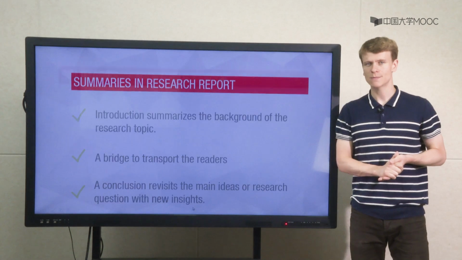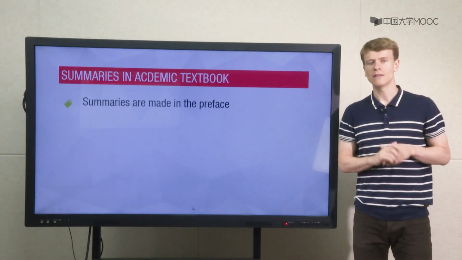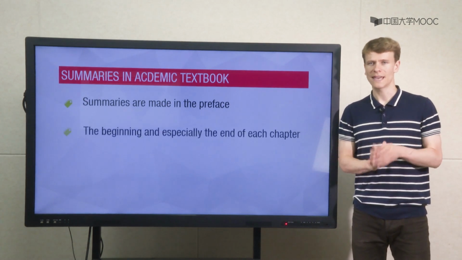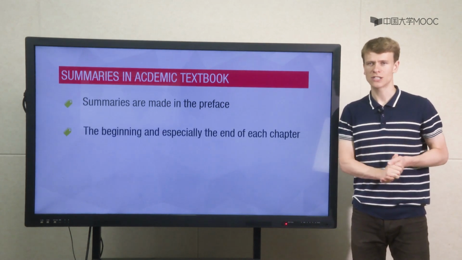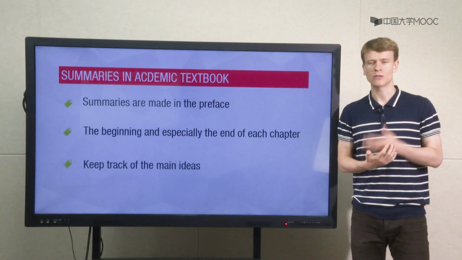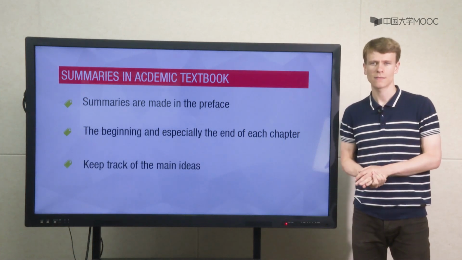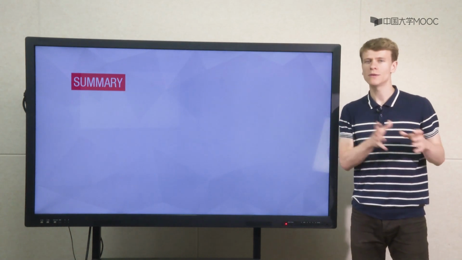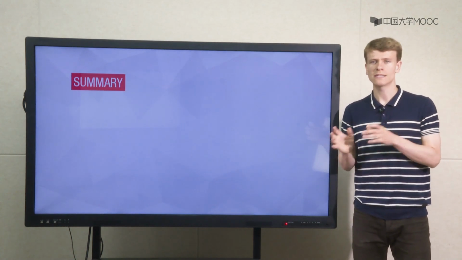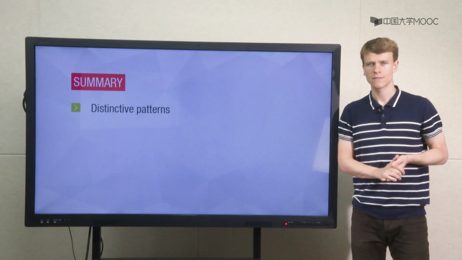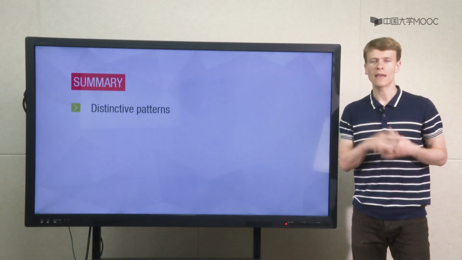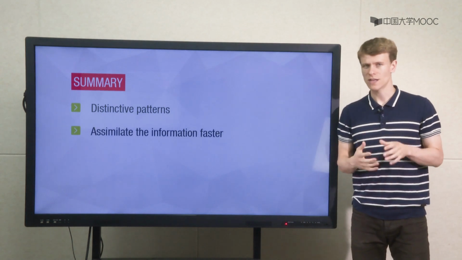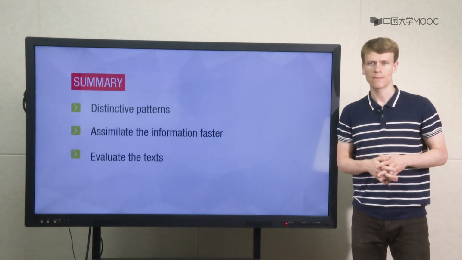In an academic textbook, summaries are made in the preface, which is an introduction to the book, at the beginning and especially the end of each chapter, to help readers to keep track of the main ideas. All of these different types of summary, serving one purpose or another, fall into their distinctive patterns. Knowing these patterns enables you to assimilate the information faster and to evaluate texts more properly.